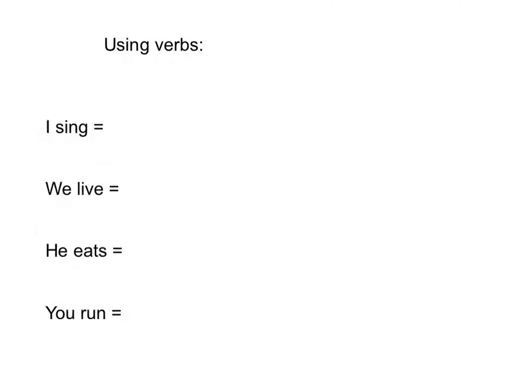Okay, here's some more examples. I sing. So we have yo, I. The verb to sing, cantar. So what do we do first? Remember, we form our stem, drop the AR ending. Now we need to add the correct ending for yo. So what do you think it is? Yo canto, I sing.